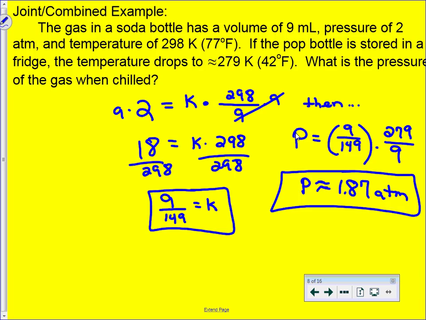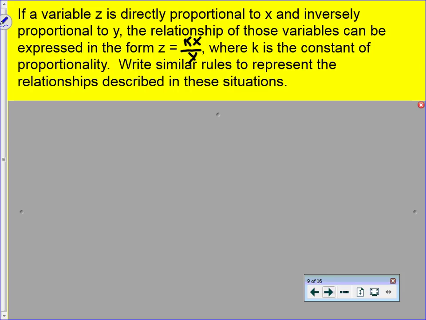So we went through an example of each one of the types of variation. Now, here is where you're going to practice, and this is really what your homework is going to look like. If a variable z is directly proportional to x and inversely proportional to y, the relationship of those variables can be expressed in the form, and I wrote that in for you, z equals k times x all divided by y, where k is the constant of proportionality.